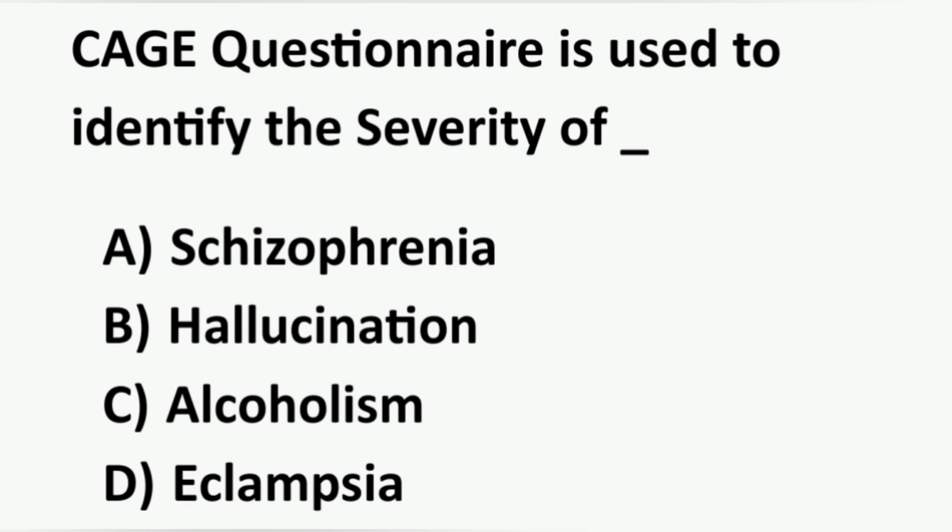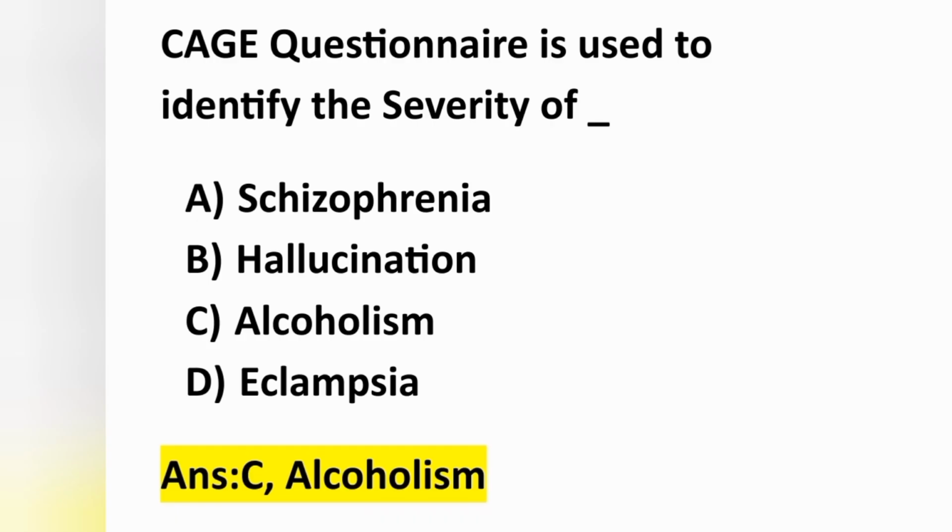The next question, KH questionnaire is used to identify the severity of. Options are option A schizophrenia, option B hallucination, option C alcoholism, and option D eclampsia. Correct answer is option C alcoholism. KH questionnaire is used to identify the severity of alcoholism.